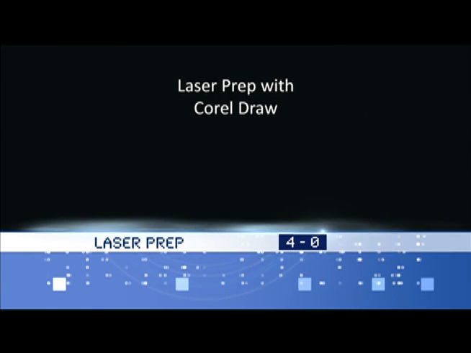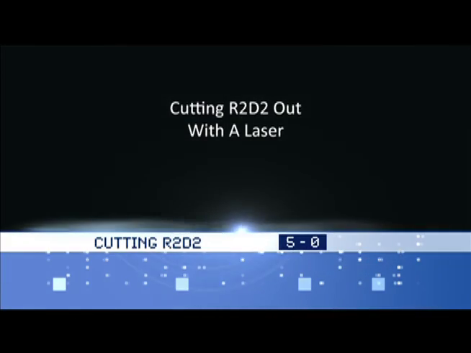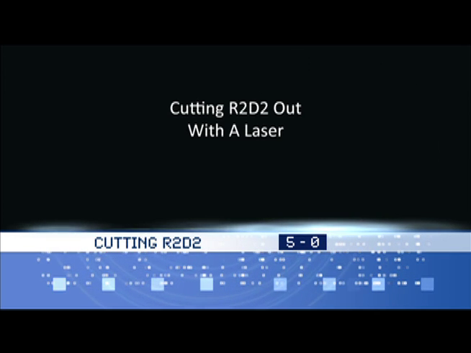Next, we are going to get the laser prepped with Corel Draw. So we need to open Corel Draw, and then we need to open our EPS file, just one at a time. So just go to File and Open and search for wherever you stored your files. So we are almost ready to start cutting out R2D2.